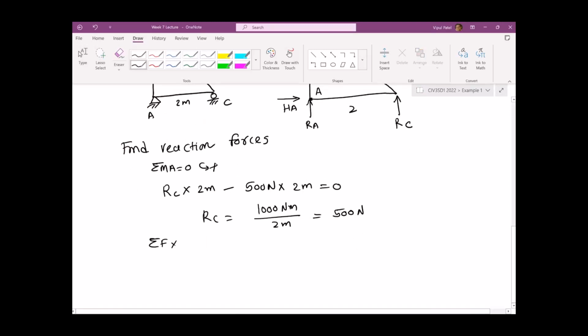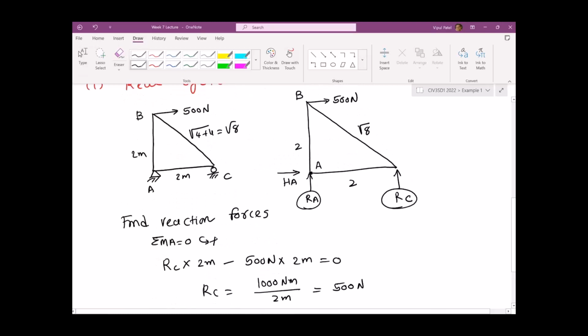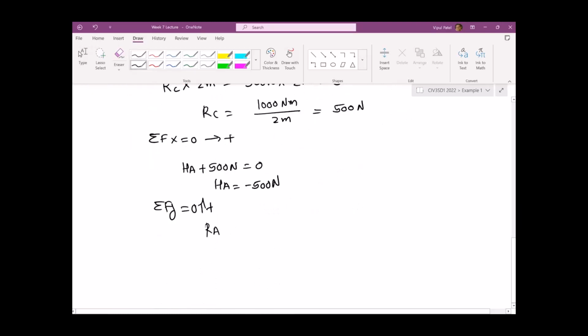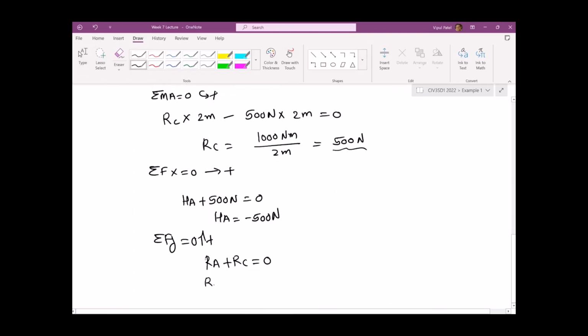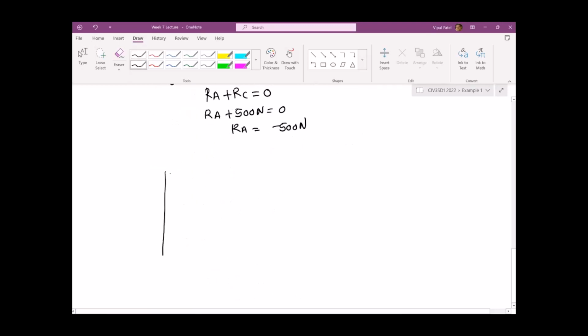Sum of the force in the X direction, left to right is positive. HA going positive, 500 newtons positive. So HA equal to minus 500 newtons. And sum of the force in the Y direction, upward is positive. So you have RA plus RC equal to 0, and RC we found 500 newtons. RA equal to minus 500 newtons. So we found all the reaction forces now.